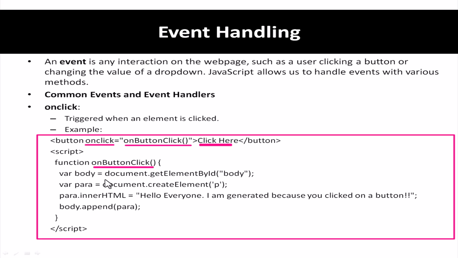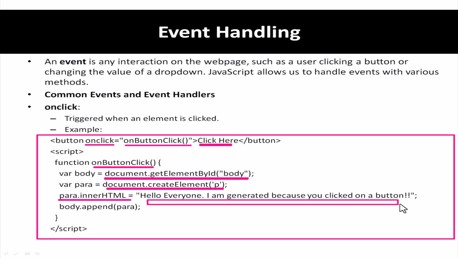Now variable body: document.getElementById body, because it starts from the body. Now variable paragraph: document.createElement p. The name of the particular paragraph is p. Now we are going to use para.innerHTML to display a message: Hello everyone, I am generated because you clicked a button. Finally you are going to append it to the body: body.append para.